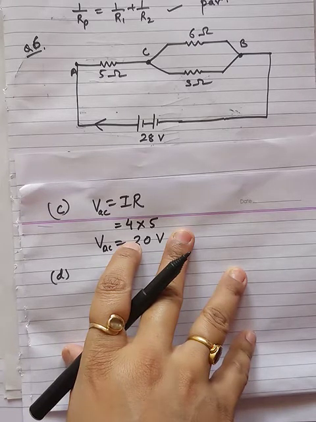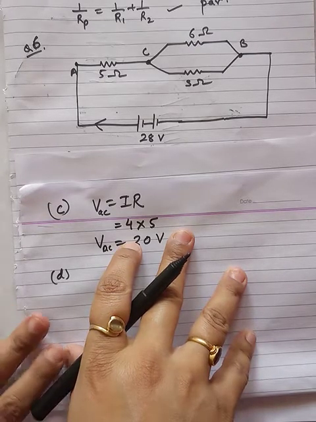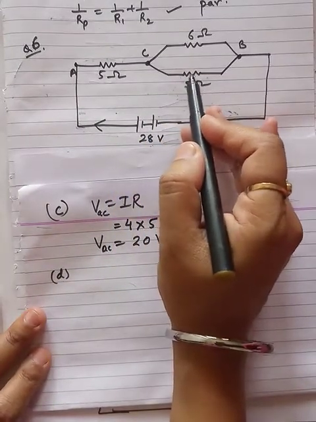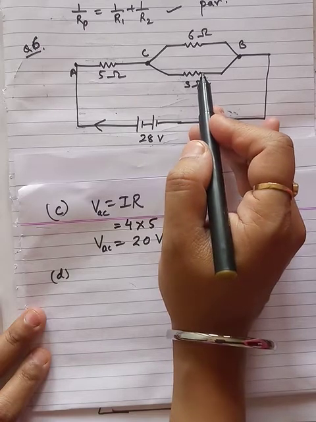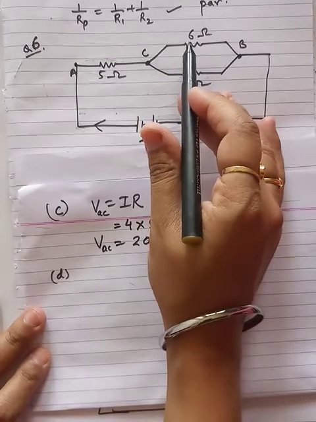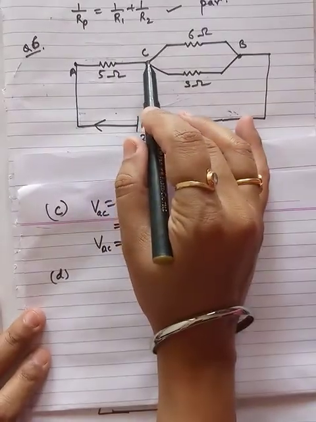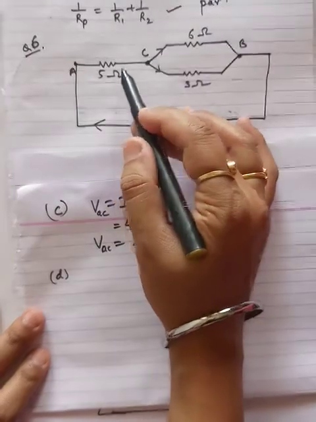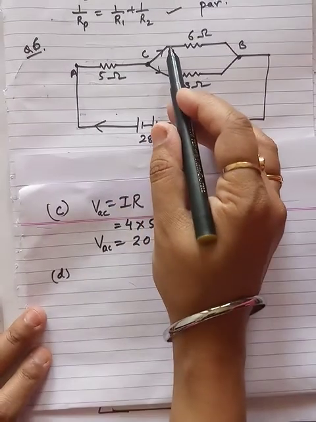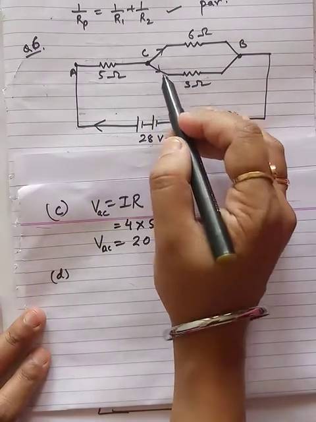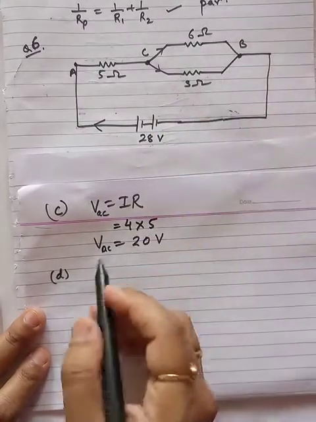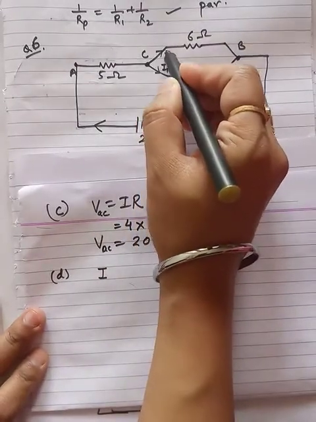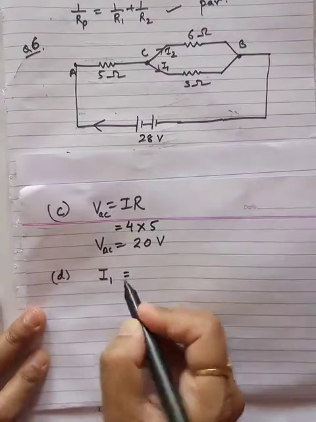The current flowing through 3 ohm resistor. Where is the 3 ohm resistor? This one. What is the current flowing through the 3 ohm resistor? Okay, this must be different because there are 2 branches after this. After point C, current is divided into 2, I1 and I2. What was the total current? That was 4 ampere, and it is divided into 2 parts. So how much is the current flowing through this? We need I1 over here.